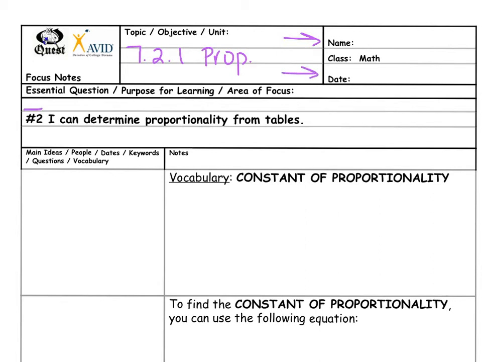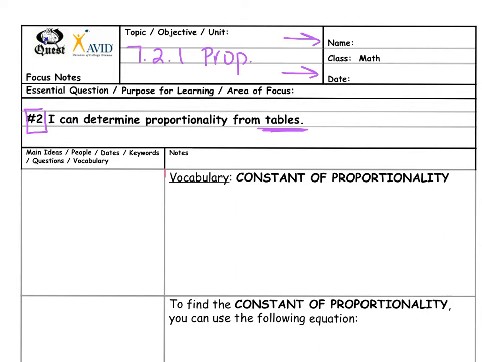In today's notes are lesson number 2, I can determine proportionality from tables. So we are going to be specifically looking at tables to figure out, is it proportional or not? Remember, to figure out that proportionality we talked about in the last lesson, we're going to look at different things in this lesson to establish proportionality.